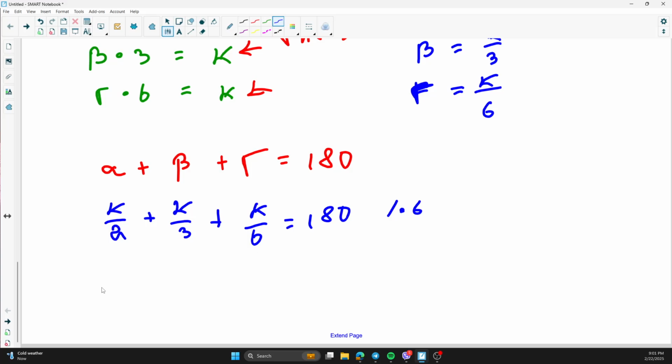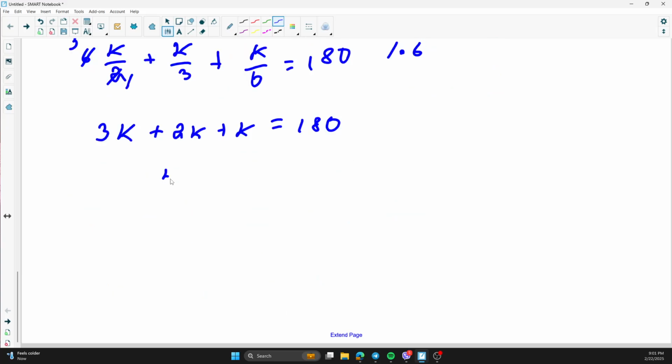Wait, if we multiply k by 2, does that mean we get rid of 2 and we're left with 4, or what? If we multiply k over 2 by 6, we will end up with 3k. Because here, think of 6: here's 1, here's 3. So 3k. Plus 2k, plus k, plus k equals 180.